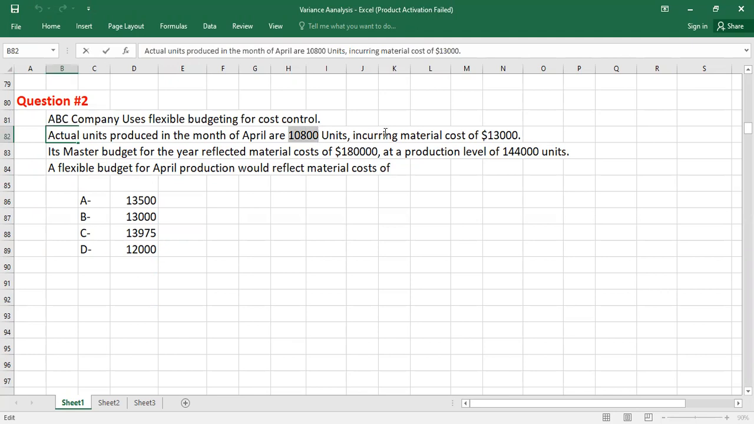And we have an actual material cost of $13,000, and this is the actual cost of material. Its master budget, meaning static budget, for the year reflected material cost of $180,000. This is under the static budget, and the production level of 144,000 units. So this is also as per static budget. The flexible budget for April production would reflect material cost, like they're asking you to calculate cost of material but as per flexible budget. So we have here four options. Let's have a look how we can do it with the help of the solution.